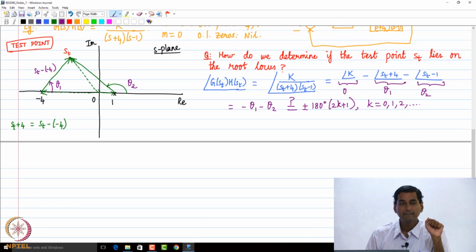We can randomly take any st value. I have taken an arbitrary test point. But of course this is not how we will plot it. We have a series of steps which helps us to plot by hand.